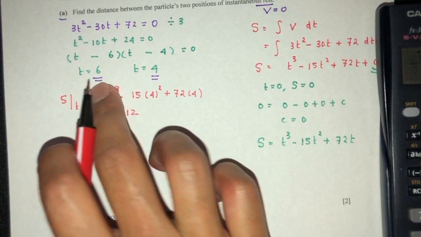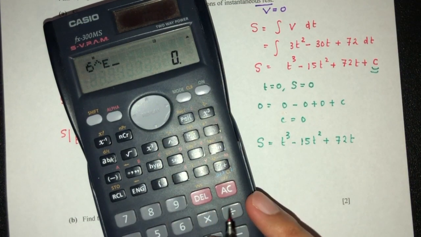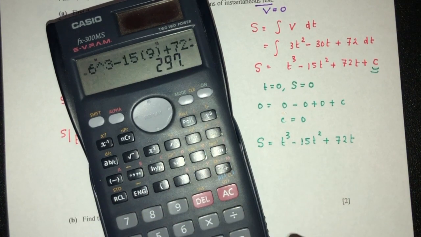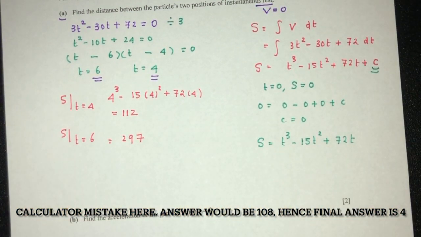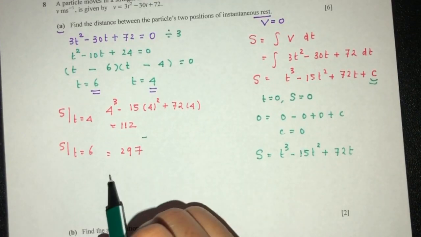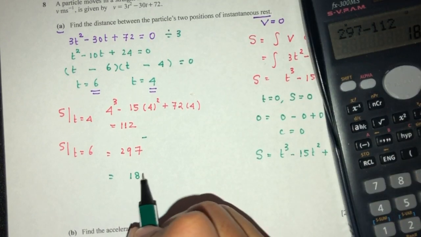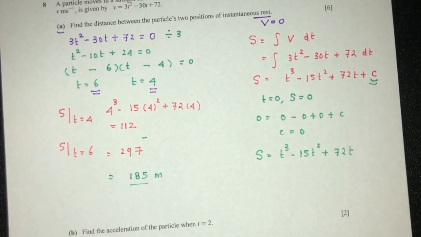Now what else? We have time at 6. That'll be 6 cubed minus 15 times 36 plus 72 times 6. That'll be 297. Okay, so here you go. We have those values. Now we can definitely find the difference. So the distance between those positions, we can just take this value minus that value. That will be 297 minus 112. That should be 185 meters. That will be the distance between those two positions. Okay, so there we have it for now.